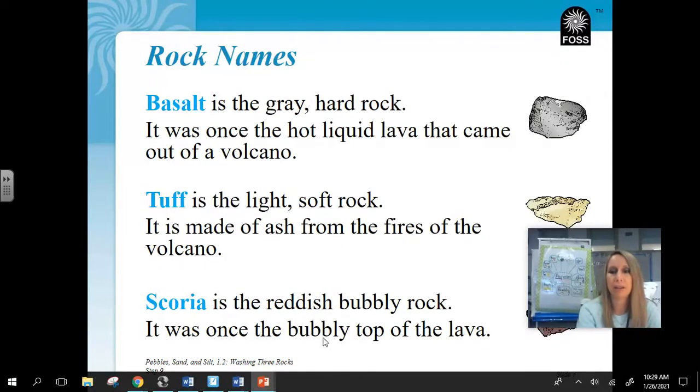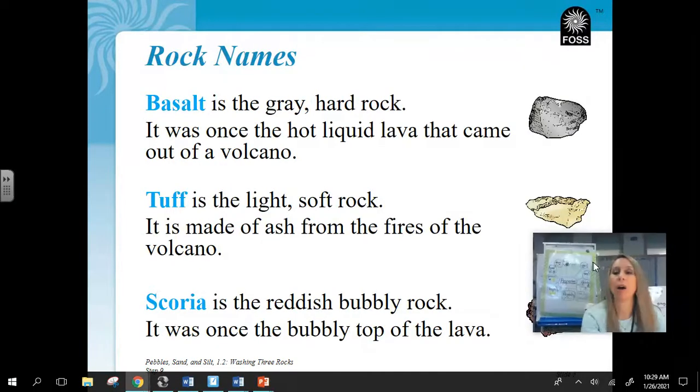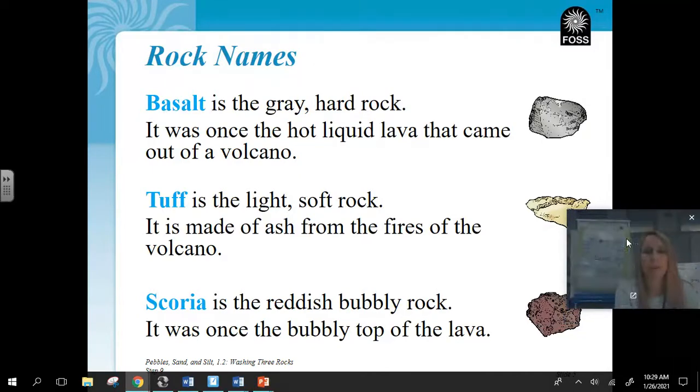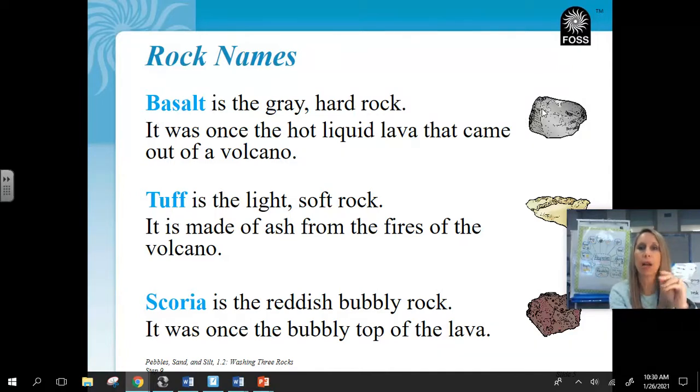So I want to tell you a little bit about my 3 rocks. And I think you'll find this real interesting, and I'm hoping to find a good video to share with y'all about these. So the first one, the gray, is called basalt. Say it with me, basalt. That is the one that's grayish in color. It's hard, like I told you. It was once hot liquid lava that came out of a volcano. So isn't that cool? That was part of a volcano at one point. It was the lava. Then the lava hardened up in time.